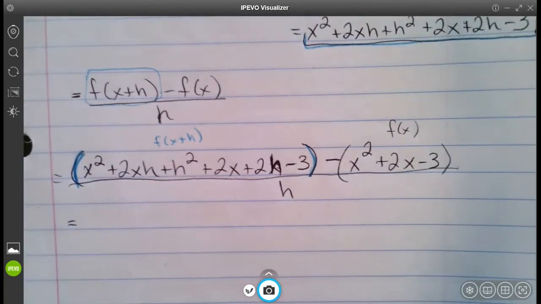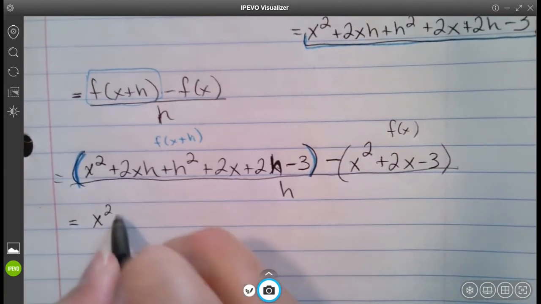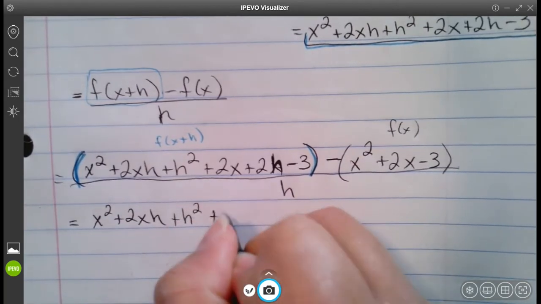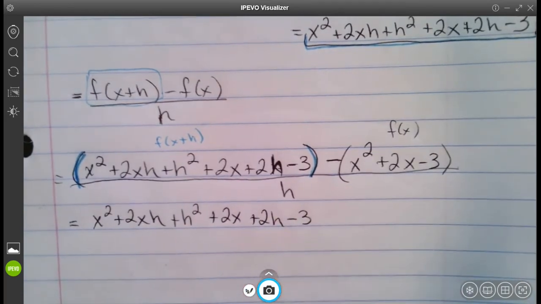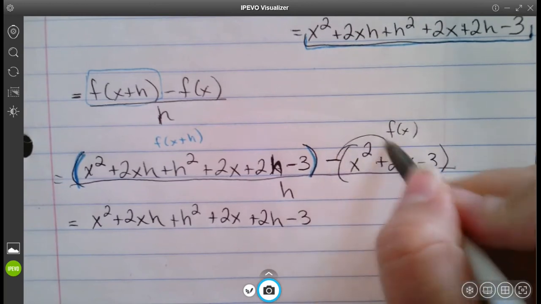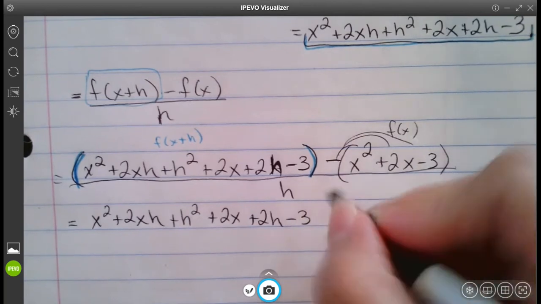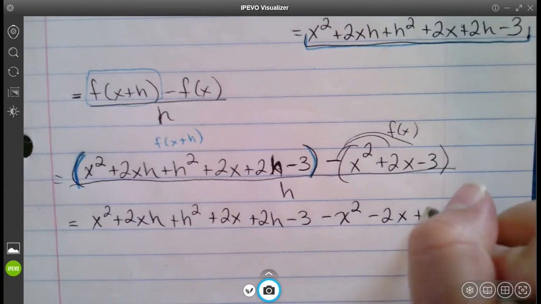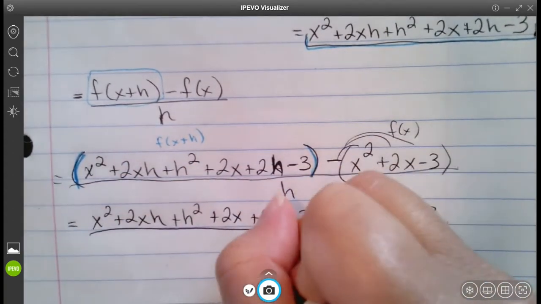So now I'm going to go ahead and simplify where I can. It looks like the top part is going to stay. I'm going to leave this part the same for now. So x squared plus 2xh plus h squared plus 2x plus 2h minus 3, okay? And I'm going to distribute this negative right here. Remember, this is the same as a negative 1. So minus x squared minus 2x plus 3. Again, all over h.